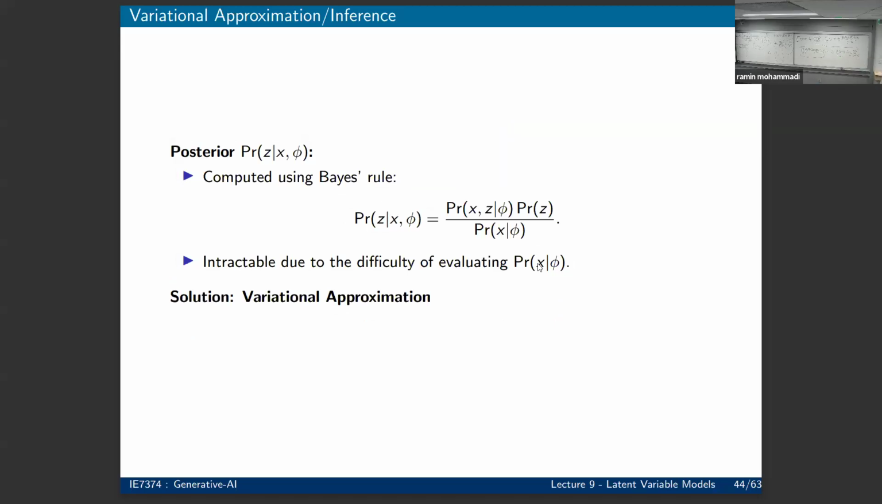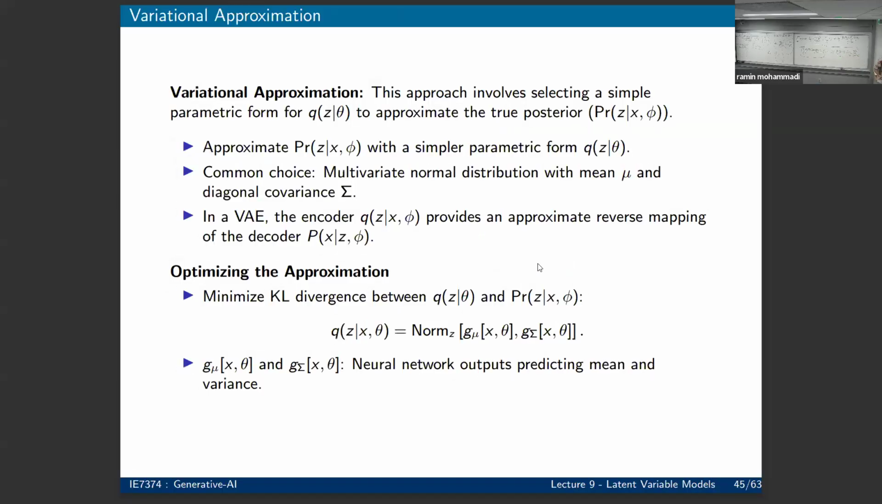And basically, we talked about the variational approximation, that means variational inference. We introduce a new distribution that is easier to sample from. Well, this is just a summary of what we just talked about.